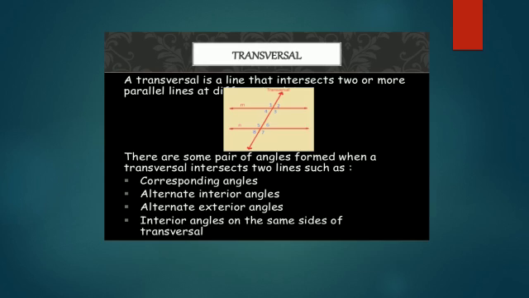Transversal. A transversal is a line that intersects two or more parallel lines at different points. There are some pairs of angles formed when a transversal intersects two lines such as corresponding angles, alternate interior angles, alternate exterior angles and interior angles on the same side of transversal.